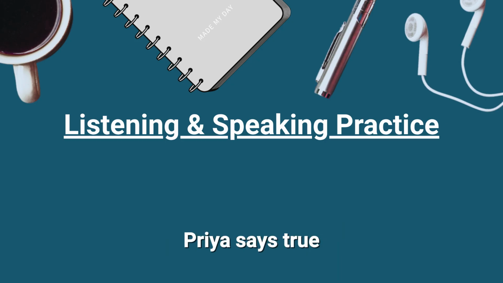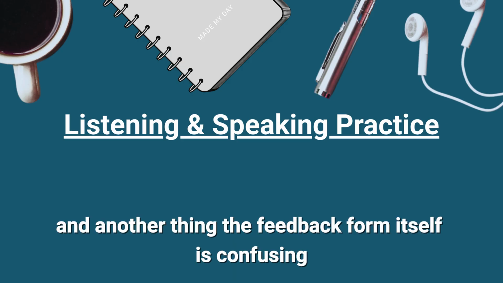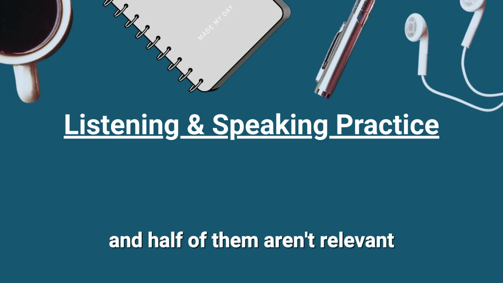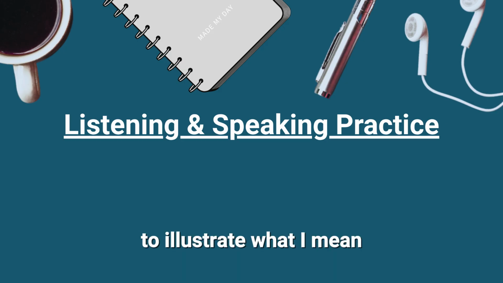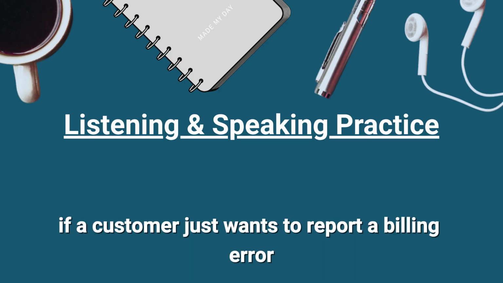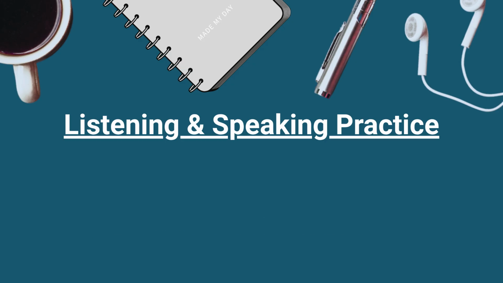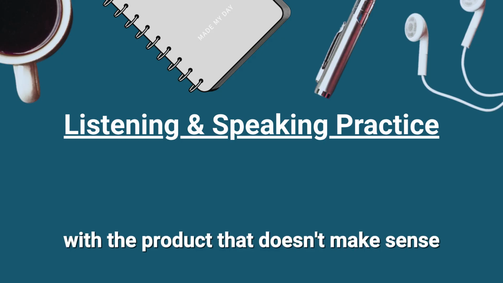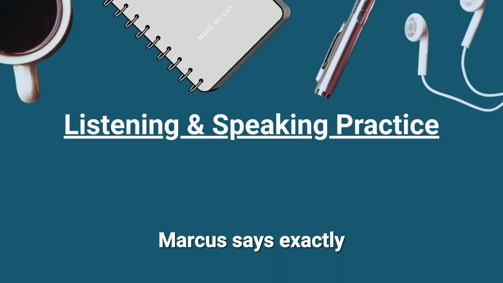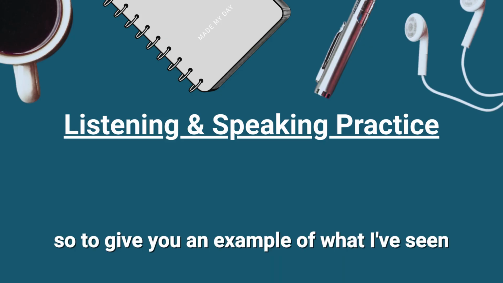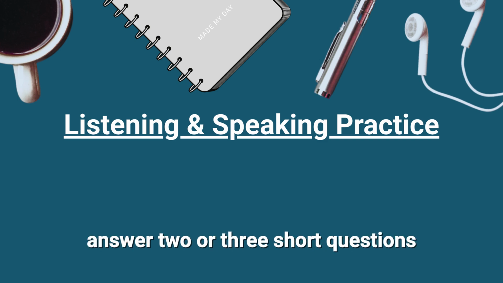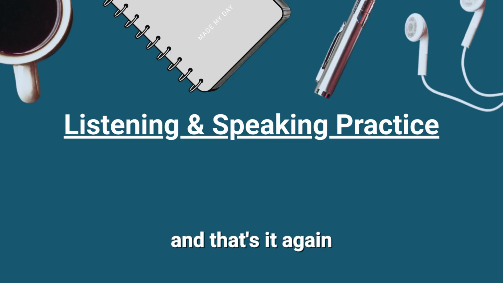Priya says, "True. And another thing, the feedback form itself is confusing. Like, there are too many questions and half of them aren't relevant. To illustrate what I mean, if a customer just wants to report a billing error, they still have to answer questions about their overall satisfaction with the product. That doesn't make sense." Marcus says, "Exactly. So, to give you an example of what I've seen work at other companies, they use a simple triage system. You pick one category, answer 2 or 3 short questions, and that's it."